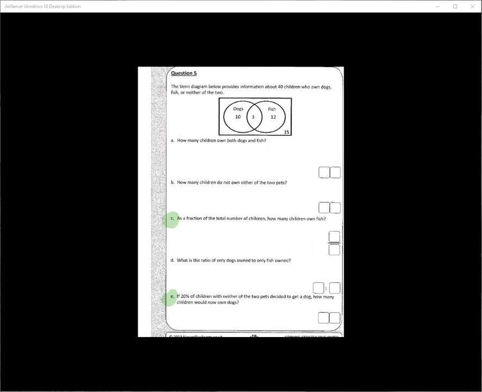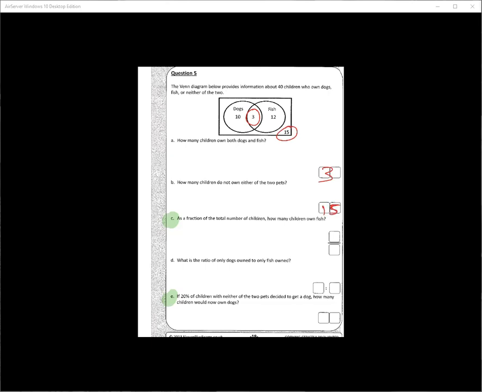Okay, so the Venn diagram below provides information about 40 children who own dogs, fish, or neither of the two. How many children own both dogs and fish? Okay, we could do a little bit of backfilling in the answers. So the first one, both dogs and fish will be what? Maybe from the middle. 3. How many children do not own either of the two pets is the one hanging outside, which is 15.